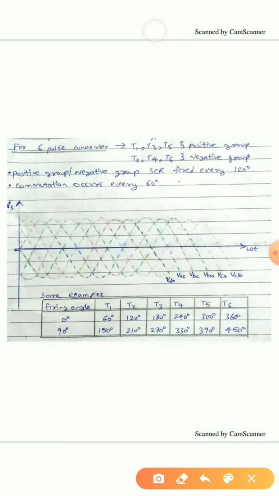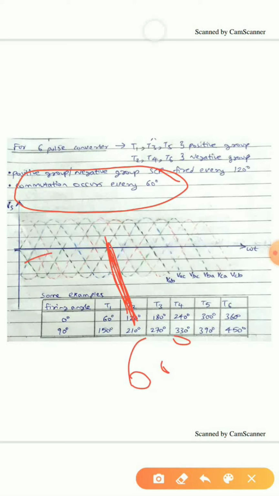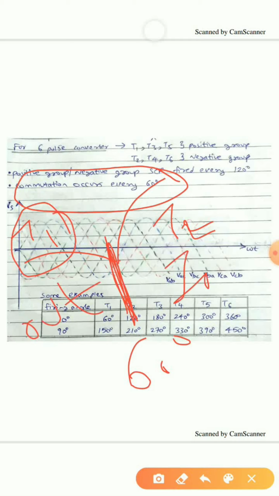Now if we look at this, we can see that a commutation occurs every 60 degree. That is, after every 60 degree, one SCR will get turned on and one SCR will turn off. Now for example, let me take this to be the instant. This is 60 degree. Here T1 was conducting, and T1 is stopping at this moment and T2 is starting to conduct at 60 degree. Now we can say that T1 is my outgoing thyristor and T2 is my incoming thyristor.